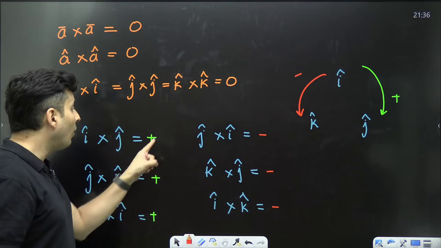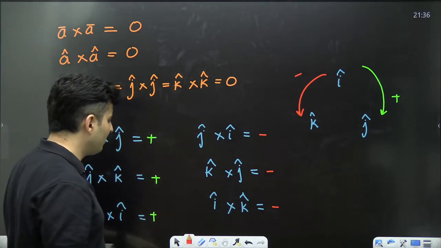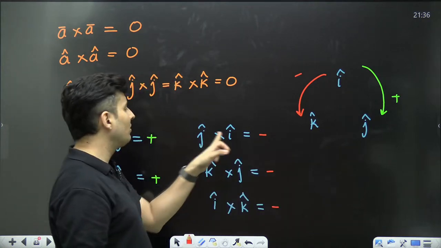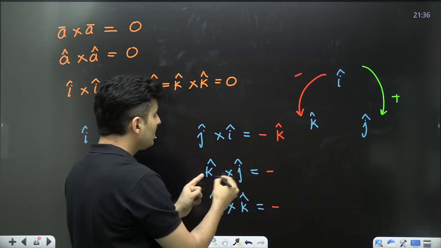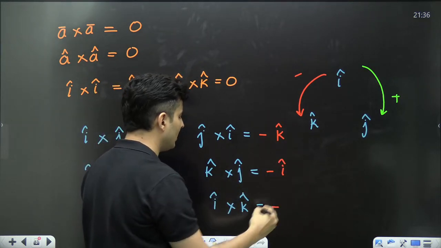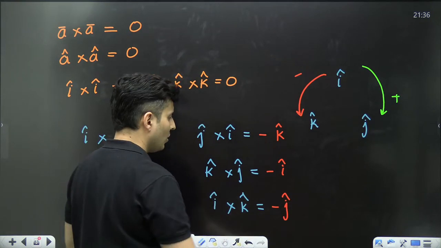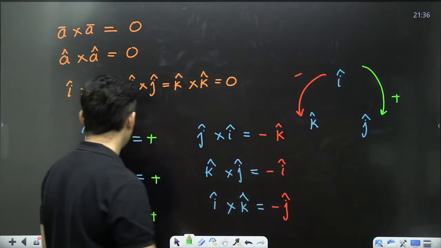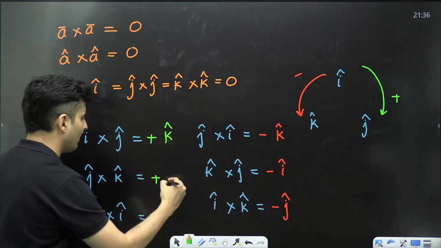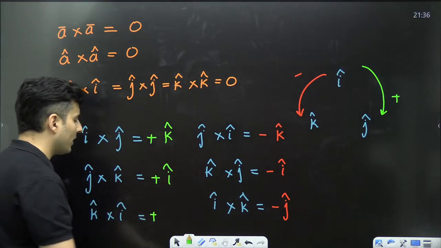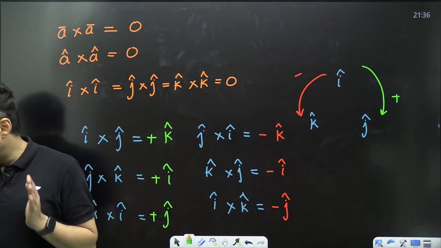Great. Now what will come over here? Whatever symbol is remaining. For example, J, I, what symbol is remaining? K. K, J, what symbol is remaining? I. I, K, what symbol is remaining? J. That's it. Over here also you can do the same thing. I, J, which is remaining? K. J, K, what is remaining? I. K, I, what is remaining? J. Done. Got it?